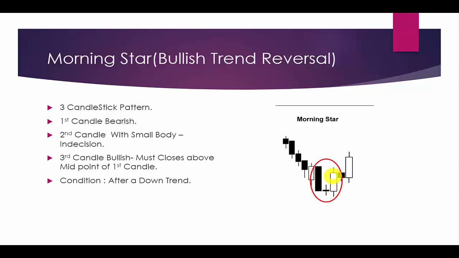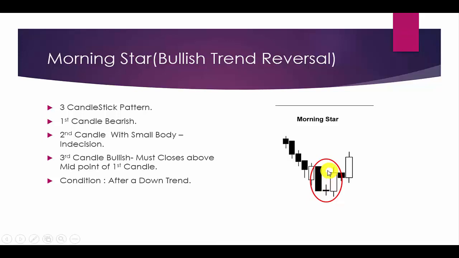So here I will repeat all the conditions again. It is composed of 3 candlesticks. The first candle should be bearish, the second candle with a small body, and the third candle should close above. And we will find such type of candlestick pattern after the strong downtrend.